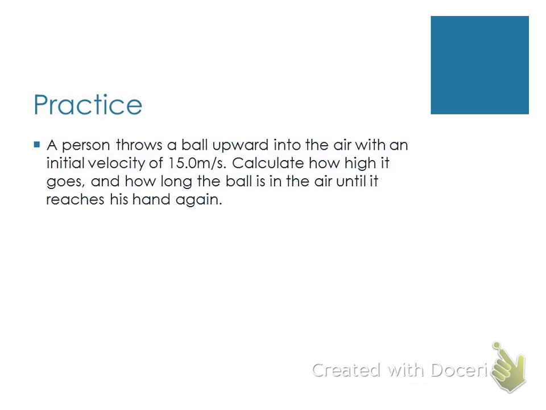Okay, a person throws a ball upward into the air with an initial velocity of 15 meters per second. Calculate how high it goes and how long the ball is in the air until it reaches his hand again. Okay, so here's my diagram. This ball is going to go up in the air, reach its peak height, and come back down.